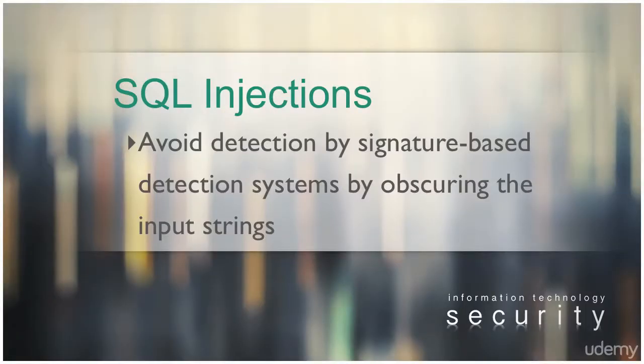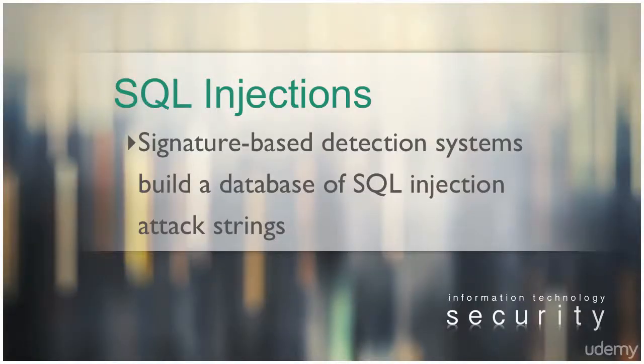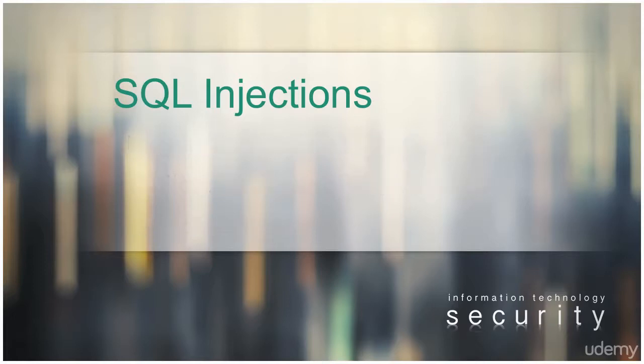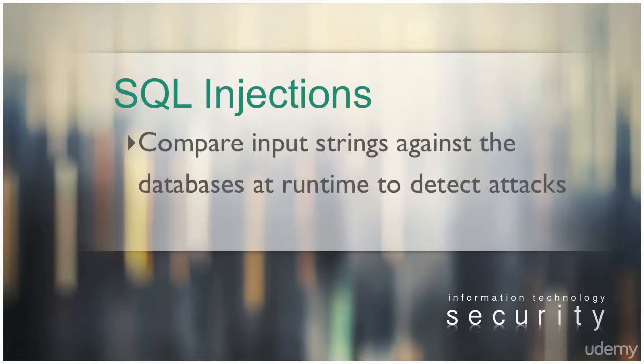Attackers try to avoid detection by signature-based detection systems by obscuring the input strings. Right. Normally, signature-based detection systems build a database of SQL injection attack strings. They compare input strings against the signature database at run time to detect attacks. If there is a match of the attack's signatures with one in the database, then it immediately triggers an alarm. This is done in network-based, signature-based IDS systems and signature-based NIDS systems.